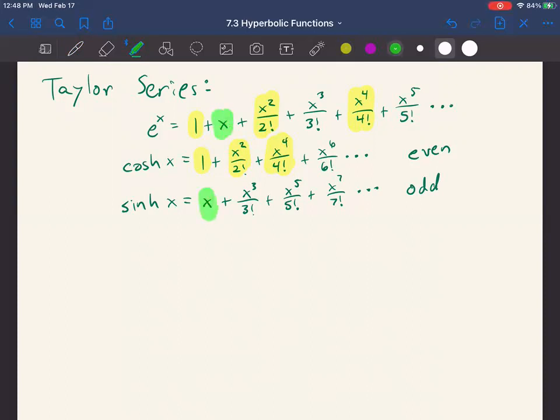x, x to the 3rd over 3 factorial, x to the 5th over 5 factorial, those are all the odd ones. They match up. Okay? That's pretty neat, isn't it? And so therefore, if we add these two together, they equal e to the x.